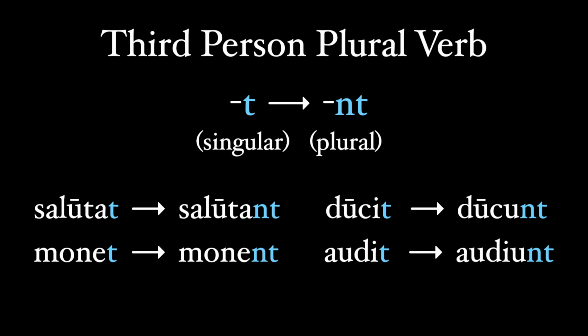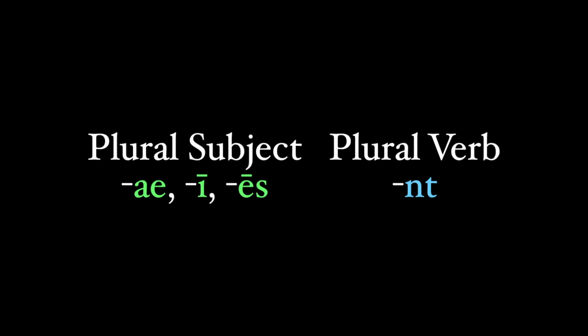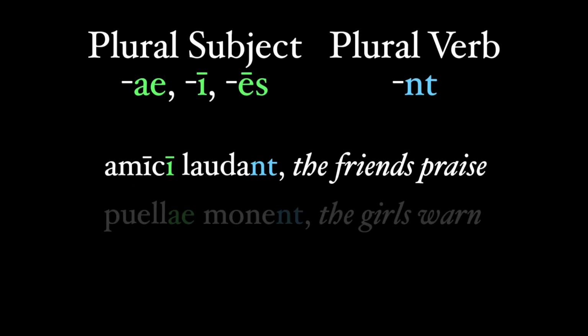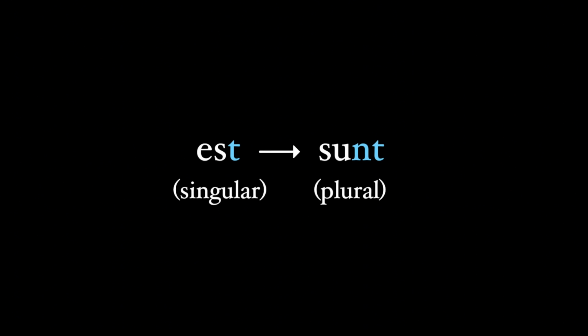I'm not going to go into the specifics of the conjugation of verbs. Feel free to check out my video on the present tense for more information about this. At this point in Latin, you should be able to recognize that the verb is plural because of the -nt, -unt ending. And that will go along with the plural subject, like amici laudant, puellae monent, and leones audiunt. And one more verb. The plural of est is sunt.